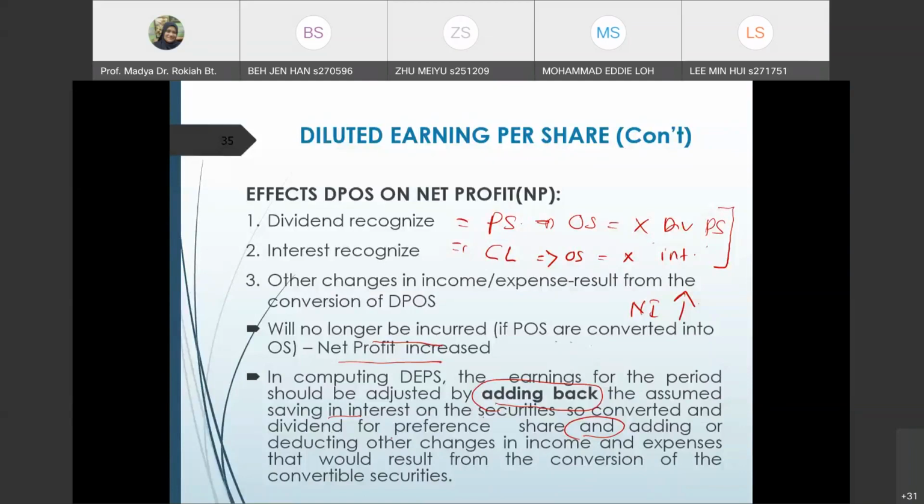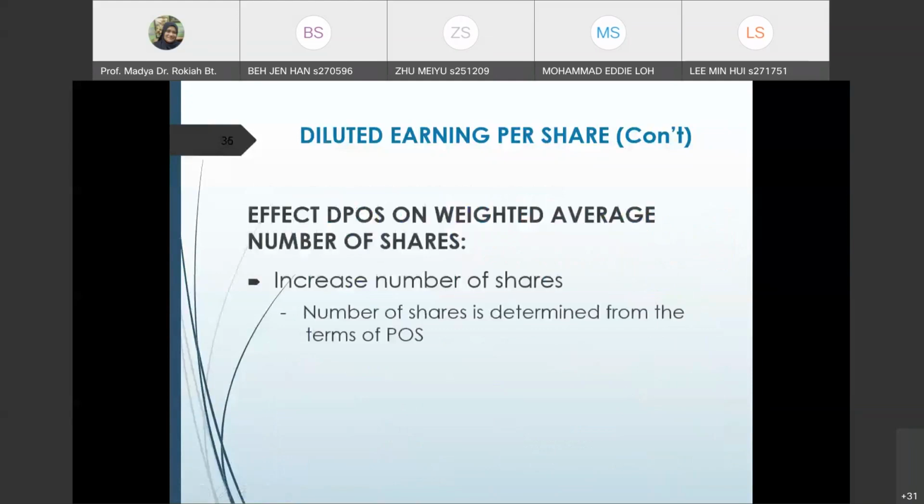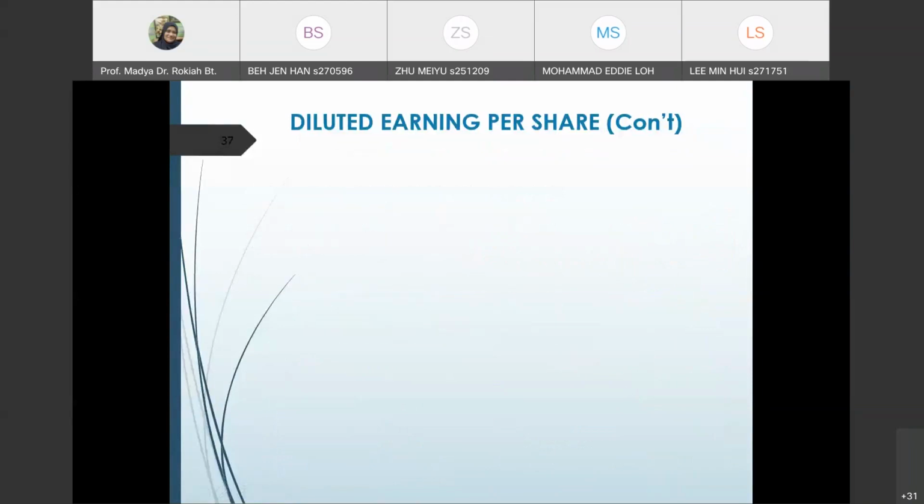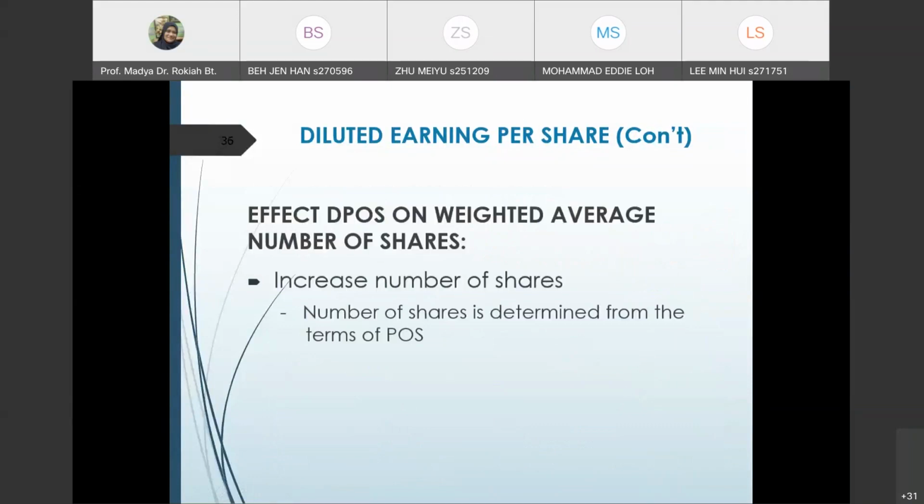Okay, and then in terms of the ordinary shares, back to the ordinary shares. For the ordinary shares here, the number of shares is going to increase. Okay, the number of shares is going to increase. So the increase in the number of shares is determined from the terms of the POS. So it is going to increase the number of shares.